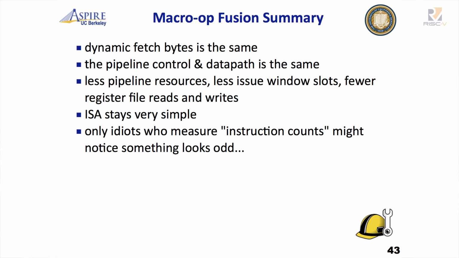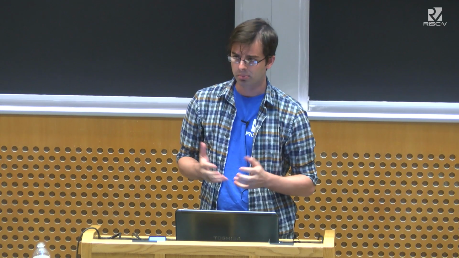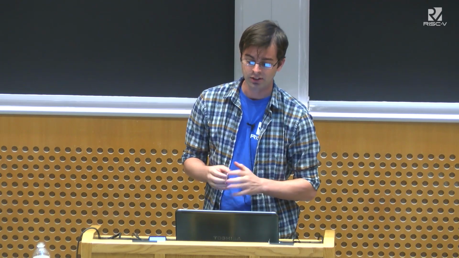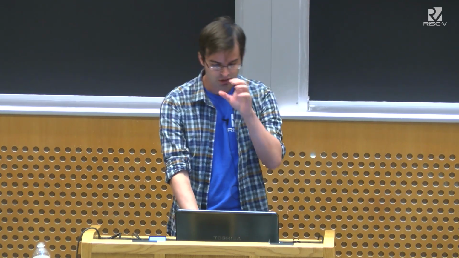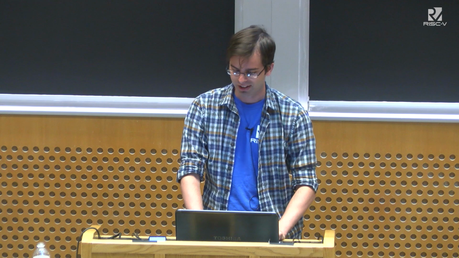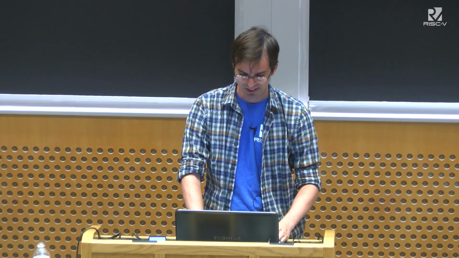So to conclude on macro-op fusion, we're already with RISC-V fetching fewer dynamic bytes than the other ISAs, and that's being untouched. We're really taking that as an advantage here. The pipeline controlling the data path of the processor can also stay untouched. You're really only having to modify the decoder logic to take advantage of this. And when we use this, we're going to use less pipeline resources, fewer issue window slots, fewer register file reads and writes. It's really a pretty cool technique, and the ISA stays the same. And no one's going to notice this unless they're stupid enough to go around and measure instruction counts. They're the only ones that might see something that's a little off.